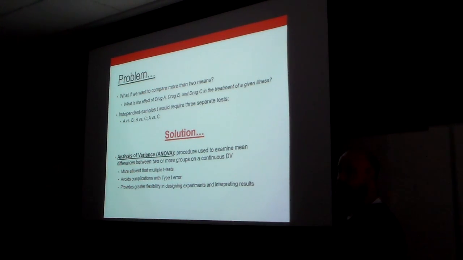Notice I'm saying two or more groups. I can run an ANOVA with just two groups, right? Or I could run a t-test like a normal person. But I could also run this in an ANOVA design, that's perfectly acceptable. Our ANOVAs are going to be more efficient to some extent than multiple t-tests. I, to some extent, avoid some complications with type 1 error, compounding error.